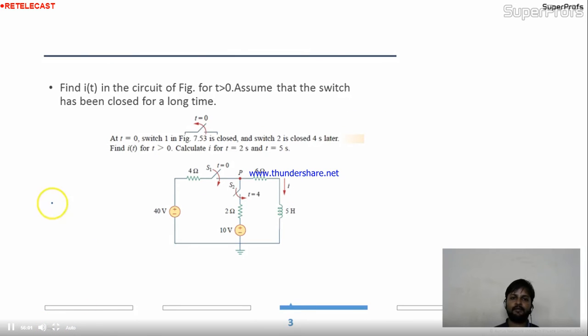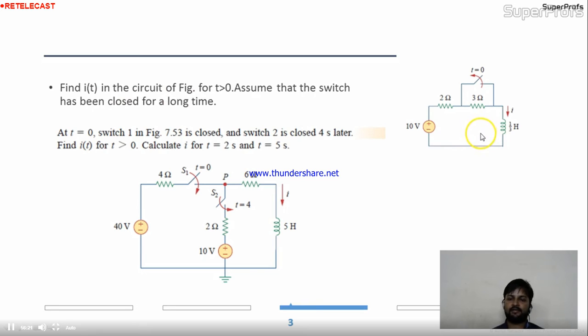Okay. Come to this question. Find IT in the circuit for t greater than 0. Assume that the switch has been closed for a long time. At t equal to 0, you are opening the switch. So for this question, the circuit is given over here. Where is the switch? Here is the switch. And this is the current. We have to calculate IT.